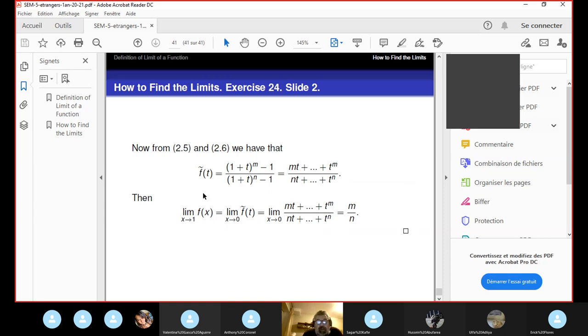Then our function, f tilde, 1 plus t to the power m minus 1 over 1 plus t to the power n minus 1, will be mt plus something t squared plus so on plus t to the power m, over nt plus so on plus t to the power n. Agree? Yes, I agree. So for the moment, you see, there is no 1. Minus 1 minus 1 is 0, so we have no constant in the numerator and in the denominator.